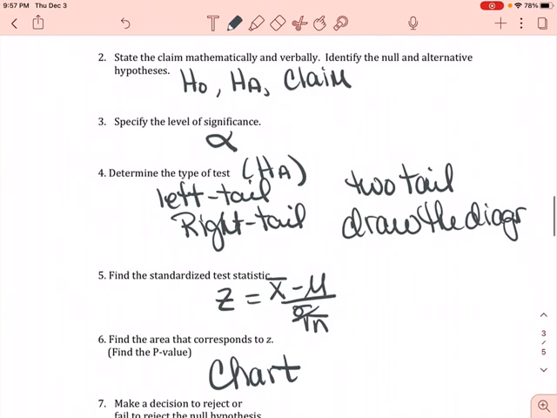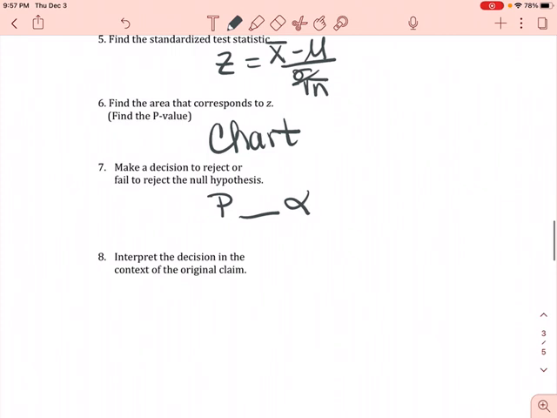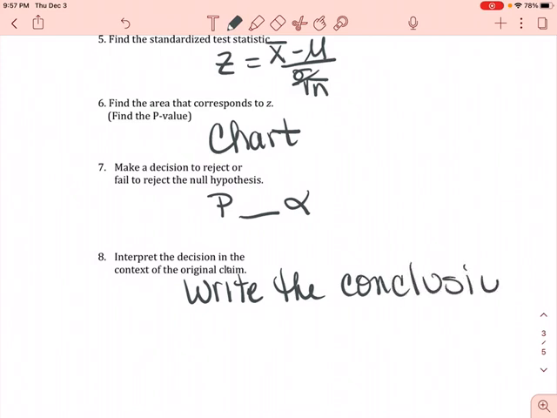Okay, you're going to make your decision. So you're going to compare your p-value to your alpha and make your decision. And then you're going to write the conclusion, which is what we practiced the other day. You know, is there enough evidence to support the claim, reject the claim, that kind of stuff.